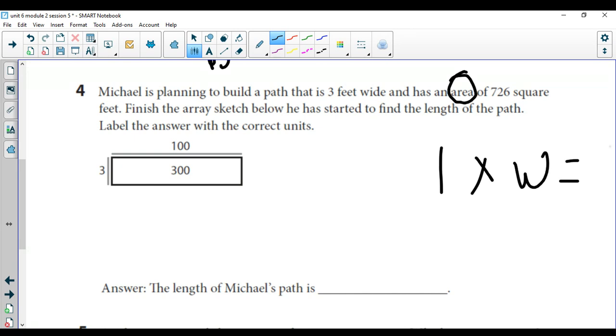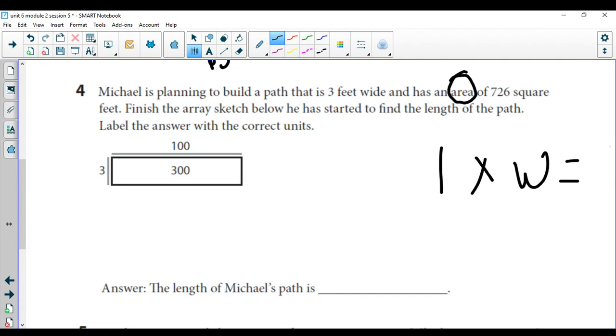So Michael is planning to build a path that is 3 feet wide and has an area of 726 square feet. Finish the array sketch below. He has started to find the length of the path. Label the answer with the correct units. So right now is a good time to pause and try to solve this problem.